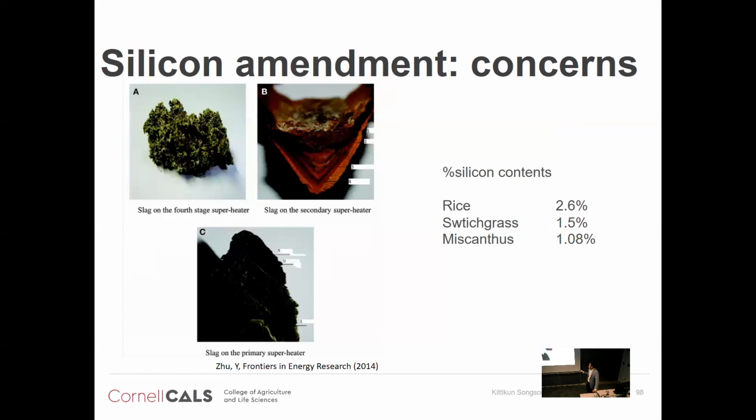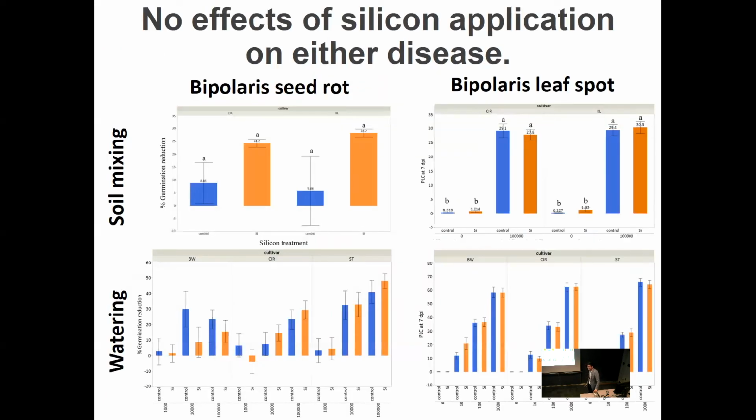And these are just the basic idea of how much silicon is in the tissue of this plant. You can see here that switchgrass is already higher than miscanthus, which is also another biomass crop, but it's still lower than rice. So maybe adding a little bit more silicon may not hurt, but the result is not a good sign. It showed that there's no effect of the silicon amendment on the resistance to either disease.